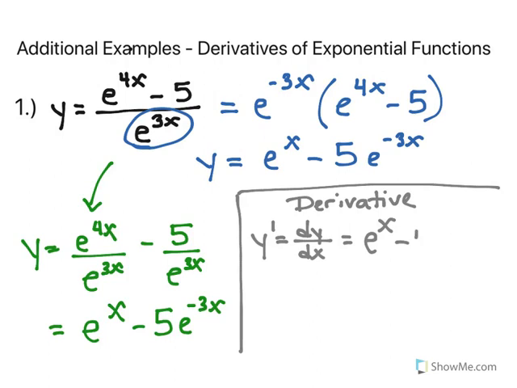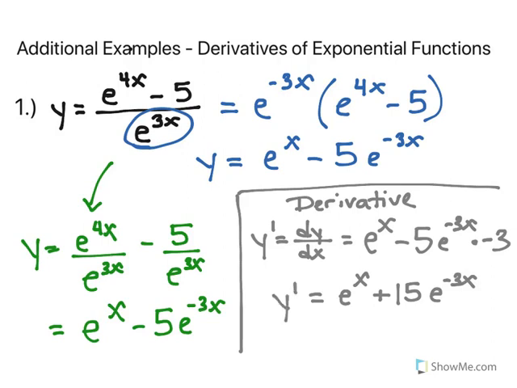And then the next part, the derivative of e to the negative 3x is itself, e to the negative 3x, times the derivative of the exponent. The derivative of negative 3x is negative 3, okay? So our derivative here is e to the x. The double negative gives us plus 15 e to the negative 3x. And this is the one and only time that you can leave a negative exponent in your answer, okay? So this is what we're looking at for a final answer here. Negative exponents are okay to leave on an exponential. Okay, so that's example one.